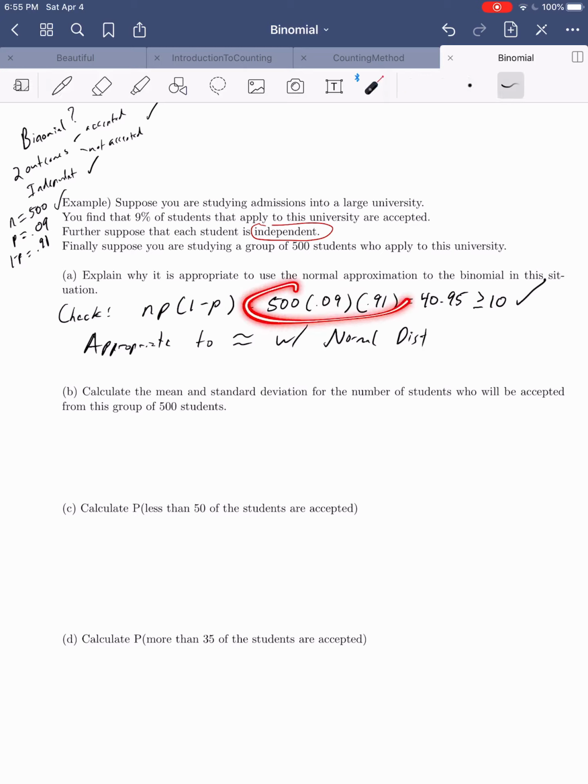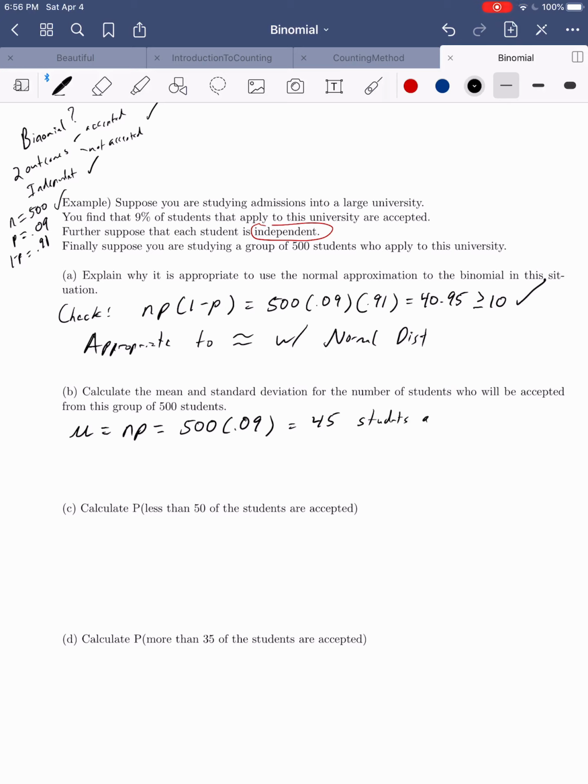So this is the check that you need to do to make sure that you can actually approximate with the normal distribution. So let's calculate the mean and standard deviation then, since we know that it's appropriate to do this, and we need those things to make a normal distribution. So the mean will be n times p, which in this case is 500, times p, which is 0.09. Multiply that out, and we get 45. What would this actually be as the sort of units? This would be 45 students accepted.